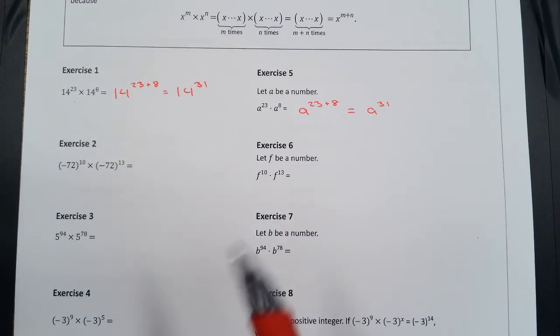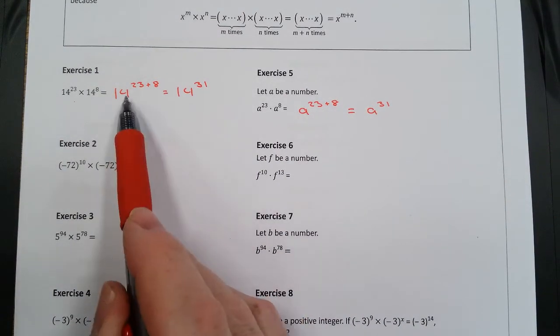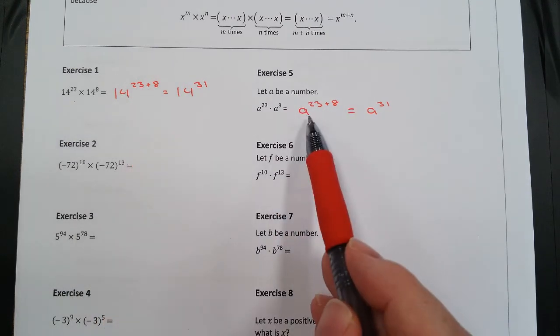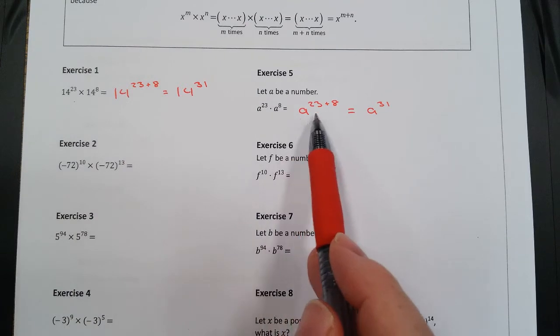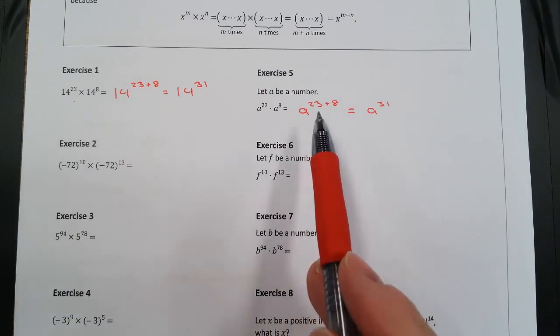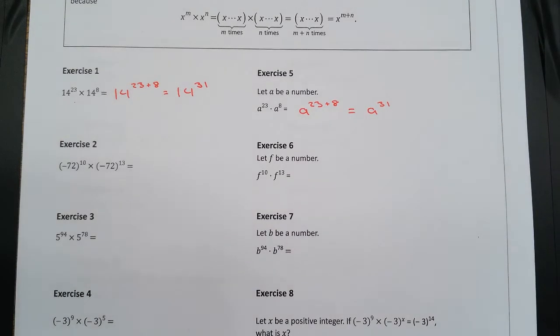It's important you see, I did both of these at the same time so that you can see, if it's a 14, we do the same rule. If it's a variable, it's the same rule. Whatever the value is for the base or the exponents, it's the same rule. Do not be nervous about a variable. Variables are just numbers we don't know yet.